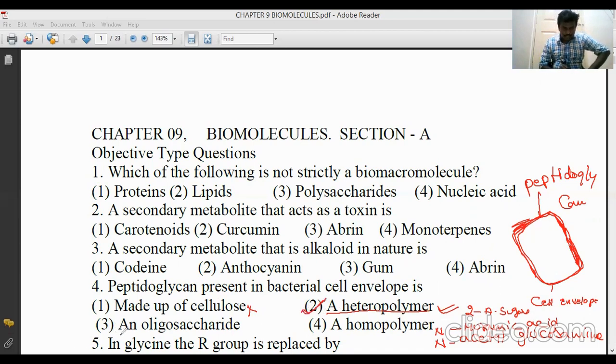Next, the third option, an oligosaccharide, is the wrong option. Actually, oligosaccharides are not present in peptidoglycan. It is not a homopolymer; it is a different polymer. So for the fourth question, the correct option is 2.